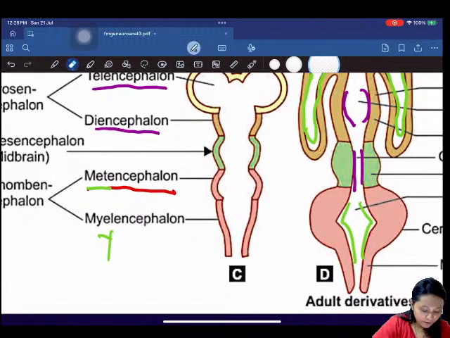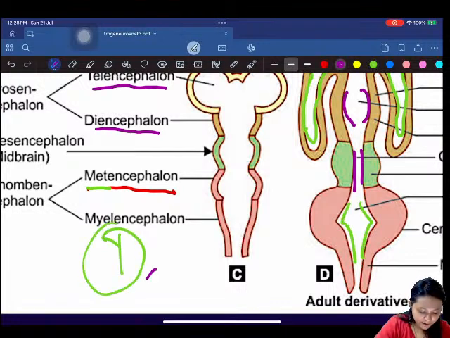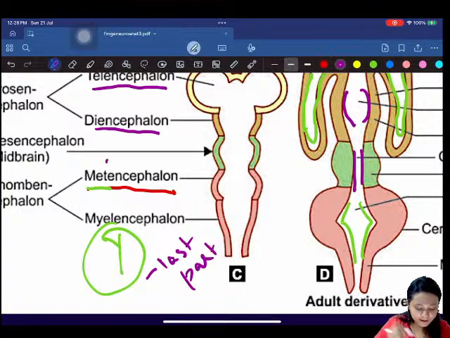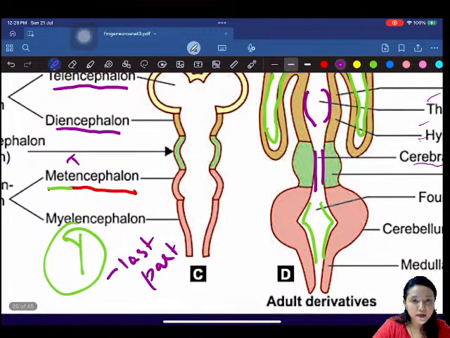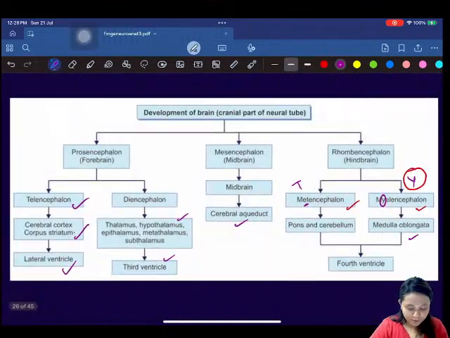Wherever you have the word with Y, that is the last part. Y comes last, T comes first. The last part, myelencephalon, is your medulla oblongata, and metencephalon is giving rise to pons and cerebellum. So this is what we studied about the development of brain.